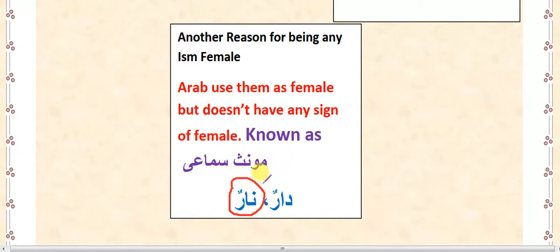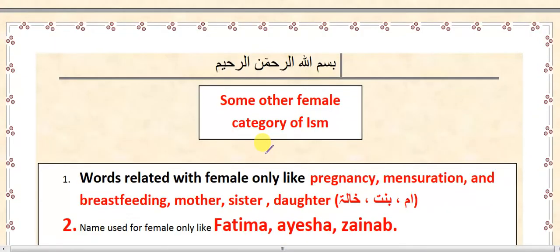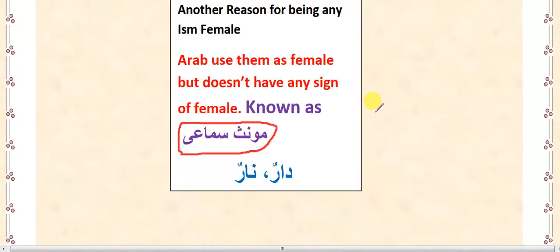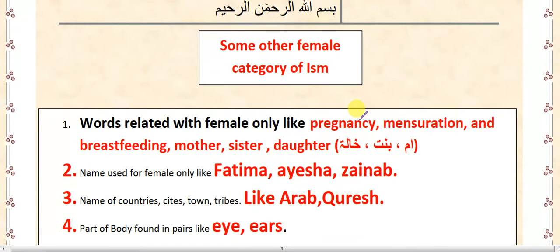This type of muannas, which doesn't have any property of muannas on it, and we are using that ism as a muannas, is known as muannas simai, a muannas which is heard from the Arabs. But this is not enough. There are some other categories of female ism also available.